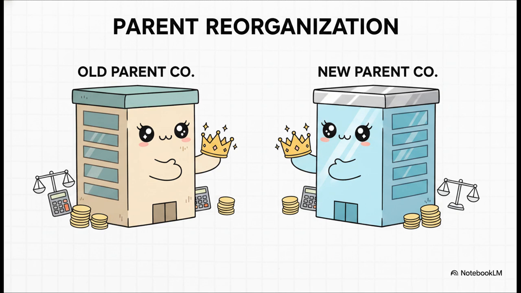Say a parent reorganizes the structure of its group by establishing a brand new entity to be the new parent, what happens then? Well, if the new parent gets control by issuing equity instruments and the assets and liabilities of the group remain identical and the original owners keep the exact same absolute and relative interests, basically, if the economic reality hasn't changed one bit, then the new parent measures the cost of its investment based on its share of the equity items from the original parent statements on the reorganization date. It's just a really elegant way to ensure continuity in your numbers when the underlying business hasn't actually changed hands.